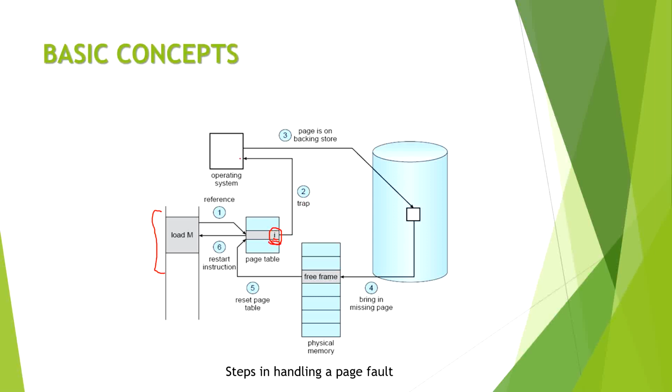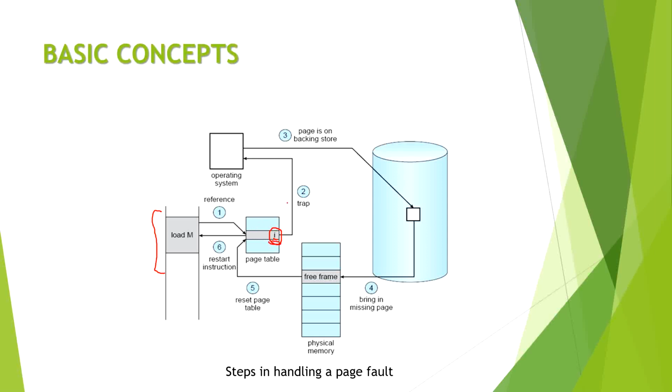So a trap is just like an interrupt to the operating system. It will show that there is a trap, there is some problem. Now this problem has to be handled by the operating system. So what is this error? That it does not have the pages which are being demanded by the process or program.